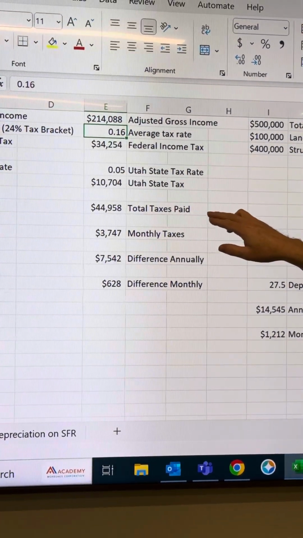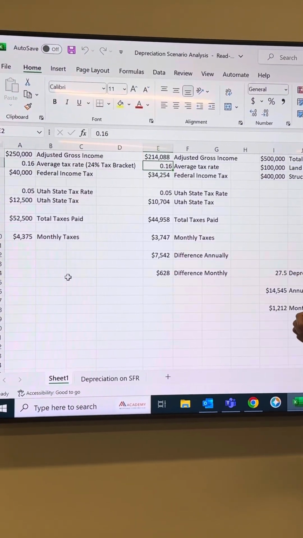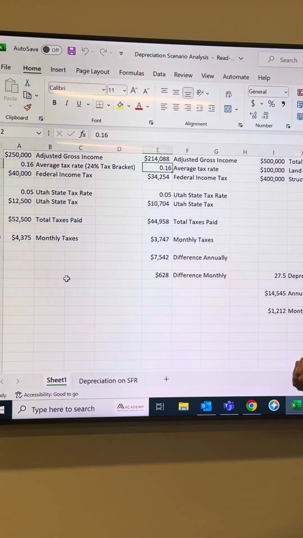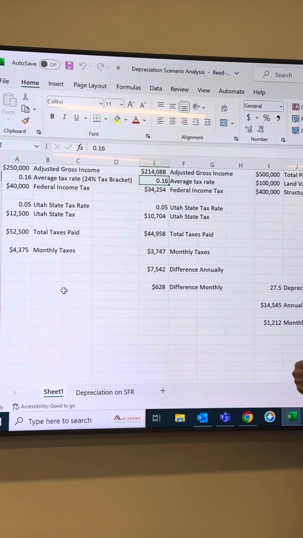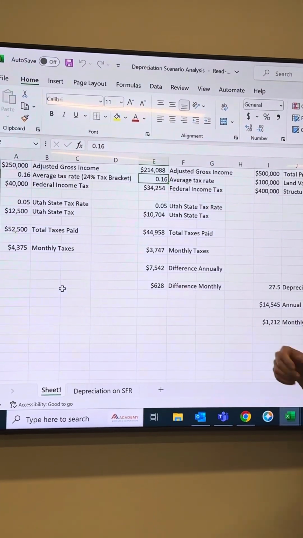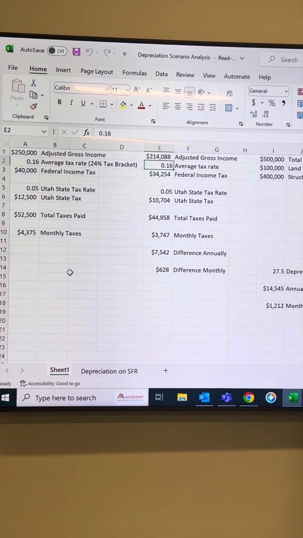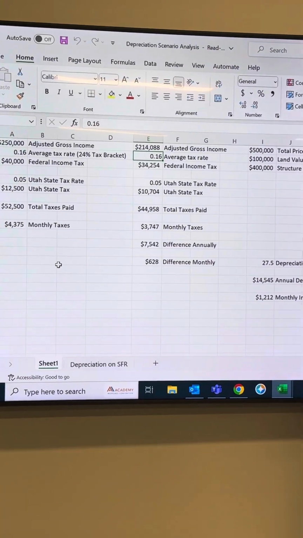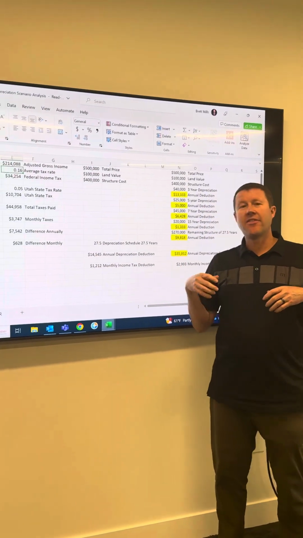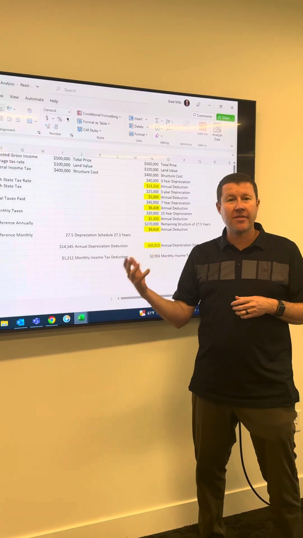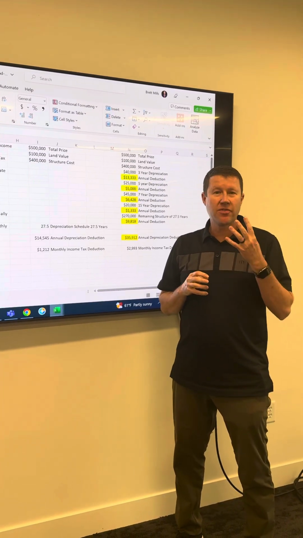So total taxes paid dropped from $52,500 to $44,958 in income taxes, or $7,542 in additional tax refund or taxes not needing to be paid that year. That's $628 a month. That becomes significant in my mind, and that becomes your fourth return on real estate, because you can take that money now and you can take that $7,500, divide that into the money that you put down, because without investing in real estate, you would not have been able to achieve that deduction. And so that is your fourth return.